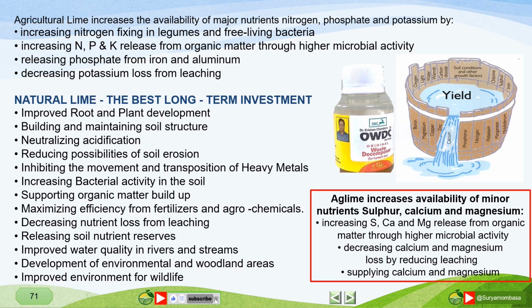Natural lime, the best long-term investment. Improved root and plant development. Building and maintaining soil structure. Neutralizing acidification. Reducing possibilities of soil erosion. Inhibiting the movement and transposition of heavy metals.